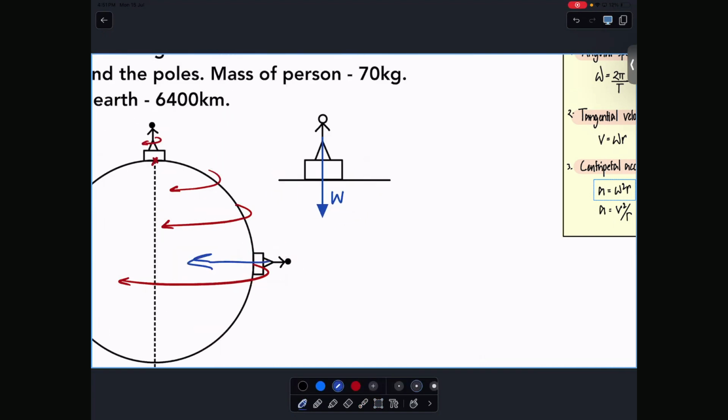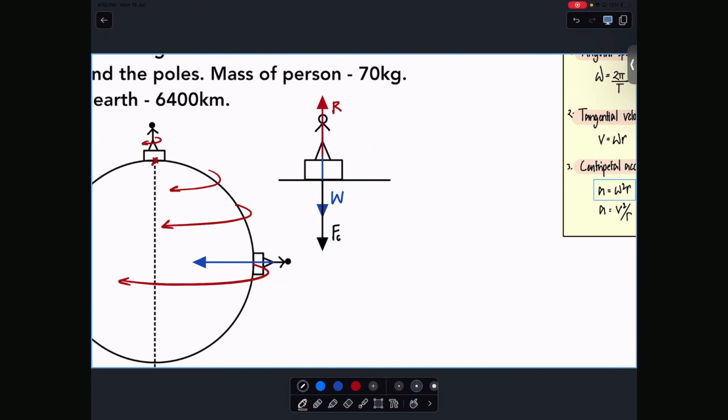So yeah, this is the direction of weight out here. Now, for this person to successfully be in a circle, the weight must be providing what force? Centripetal force, right? So can you tell me an equation here in terms of weight and reaction so that centripetal force acts which way? Downwards.